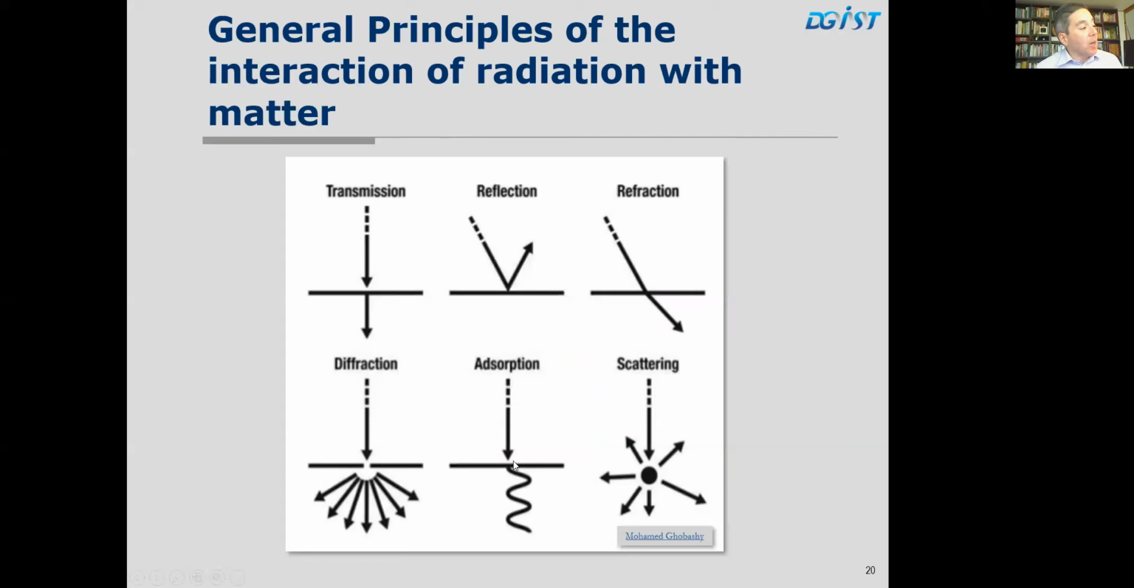Absorption, excuse me, is the process by which that electromagnetic energy is absorbed and then released in a different form. And scattering is when that electromagnetic energy is scattered in many different directions.